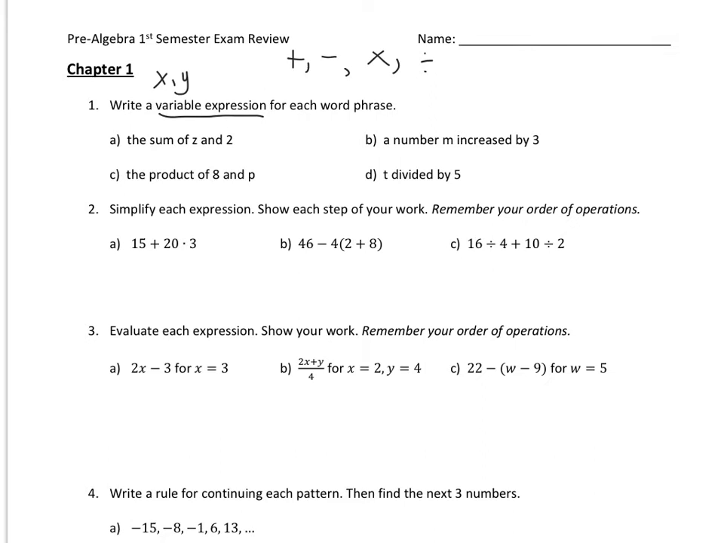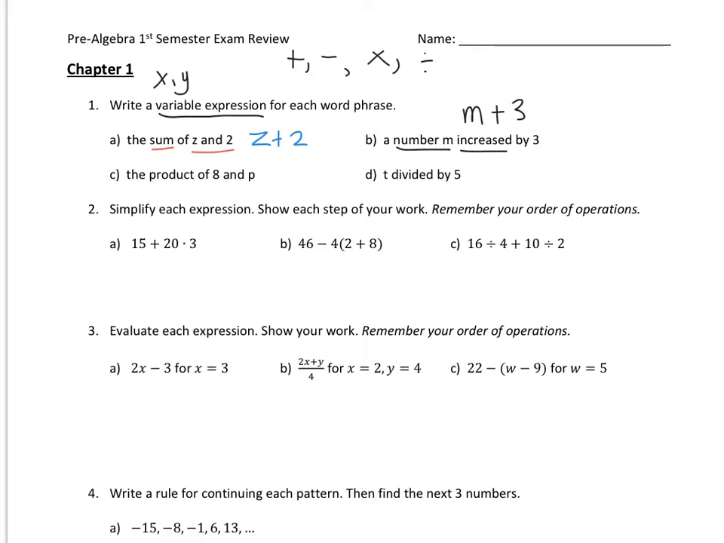So A, the sum of z and 2. So sum means add. So you are adding z plus 2. B, a number m, so we're going to let that be m, increased by 3. So increased means add. So m plus 3.